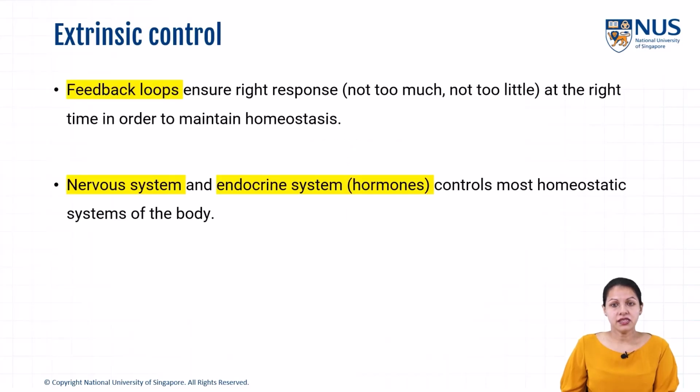So the extrinsic responses act as what are called feedback loops to ensure the response is just right, and it's not too much and not too little, because these are complex mechanisms. They are tightly regulated. The nervous and endocrine systems lead to overall control of homeostatic control systems of the body. So, they help to bring about the action of various organ systems together nicely to act towards a common goal.